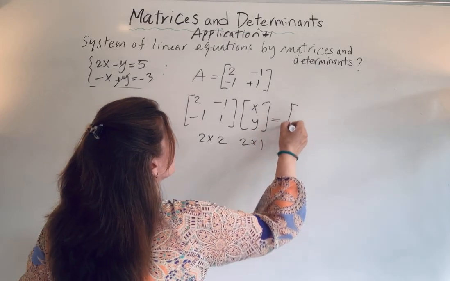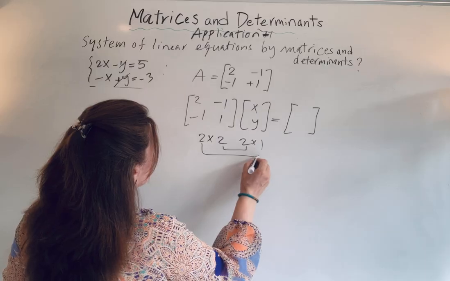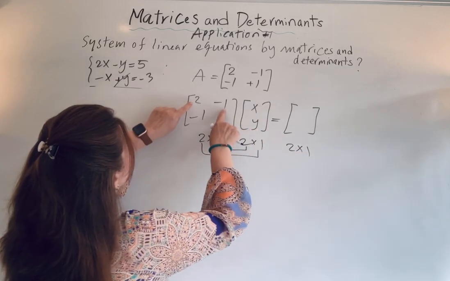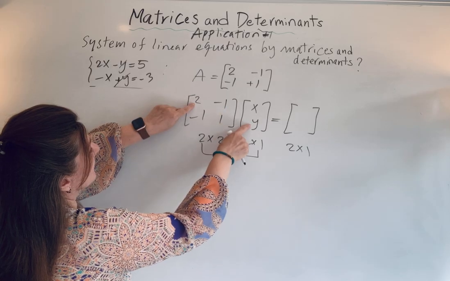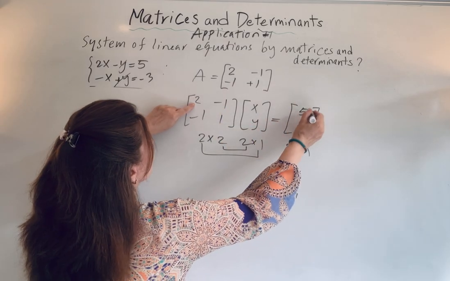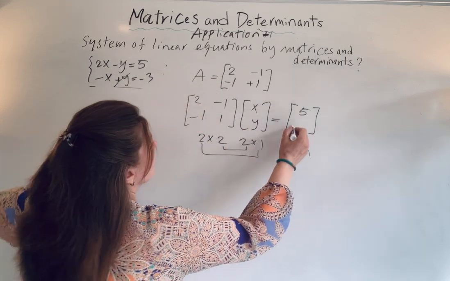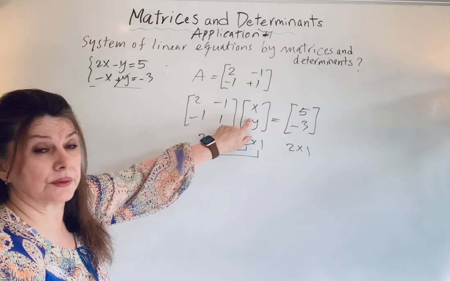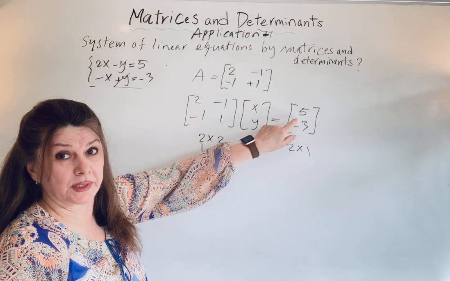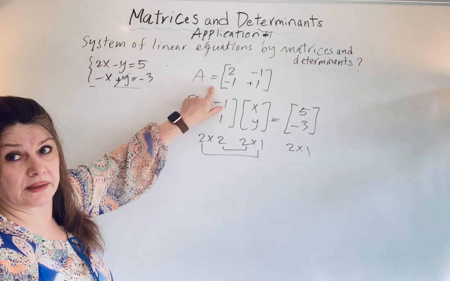What is the answer? The answer is 2 by 1: 2 times x plus negative y gets 5, and negative x plus y gets negative 3. This is the coefficient matrix, this is the unknown, and this is the answer. Okay, we need this: one matrix we have is the coefficients.